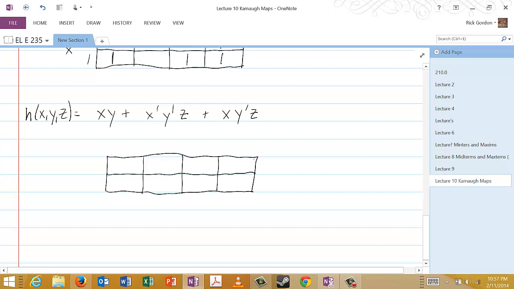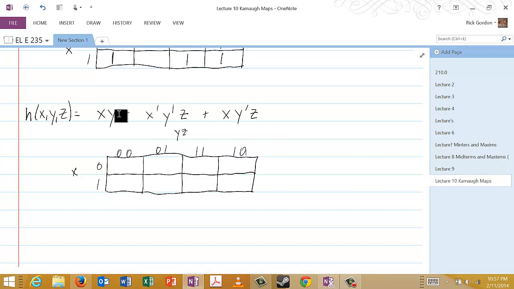So we have a Karnaugh map with 8 cells. And we'll label it just as we did before. Now I think immediately you're probably looking at this expression for h, and you're probably hesitating a little bit about x and y because there is no z there. So how do we proceed?